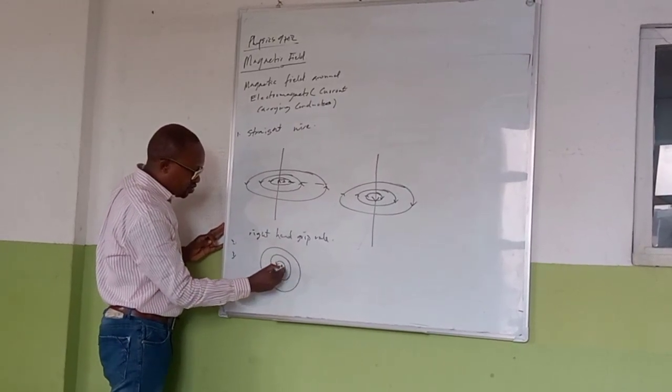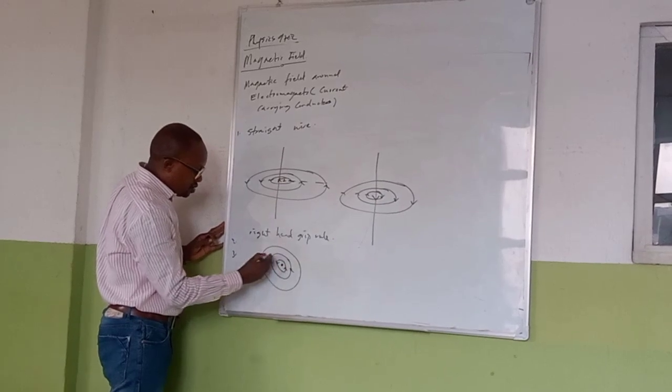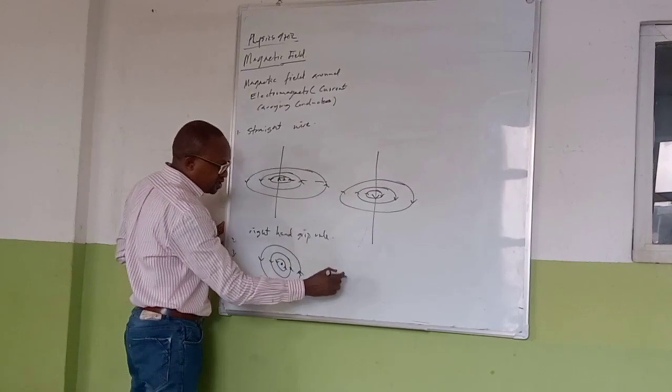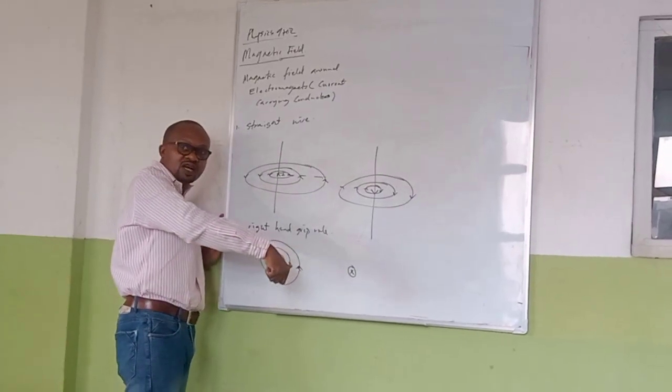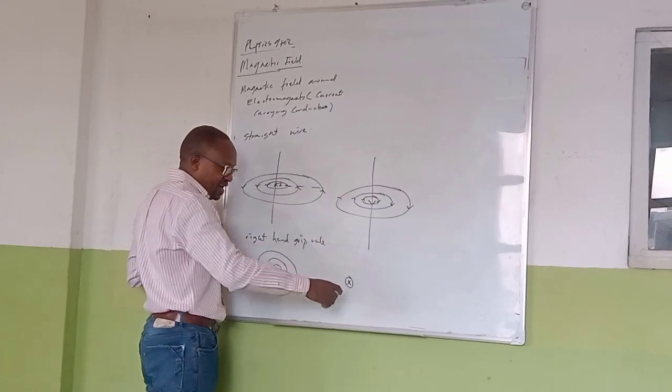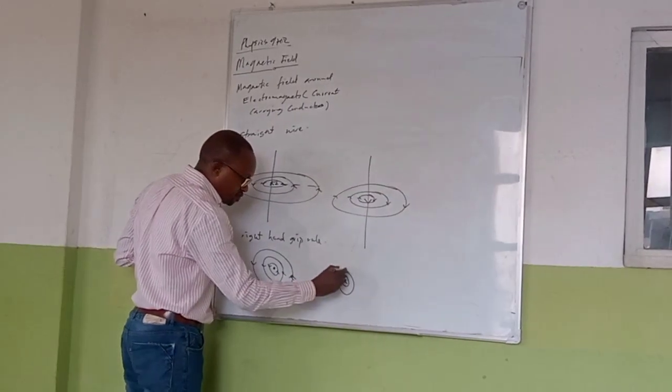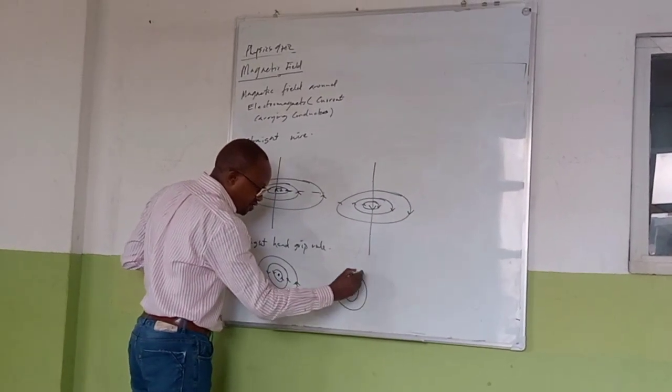Anti-clockwise. So you have this. Now if this cross is representing that the current is moving into the plane of the paper, and it's also a horizontal wire, the magnetic field lines are now in what direction? Clockwise direction. Are you following?